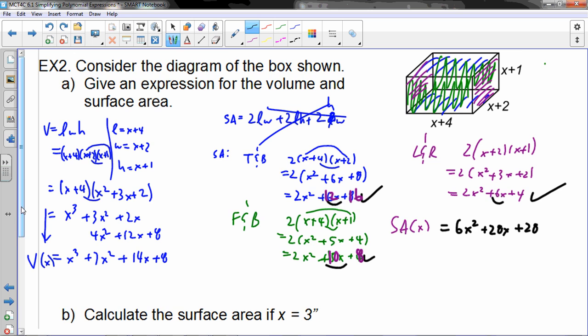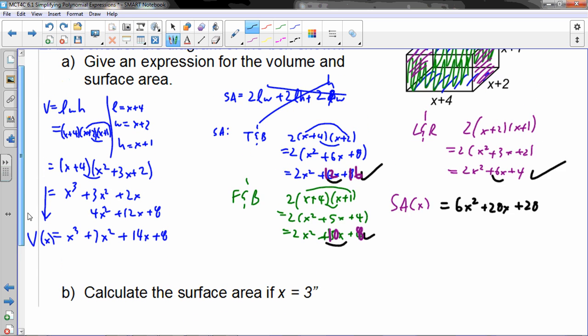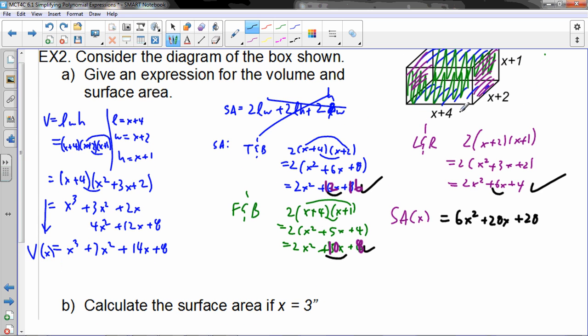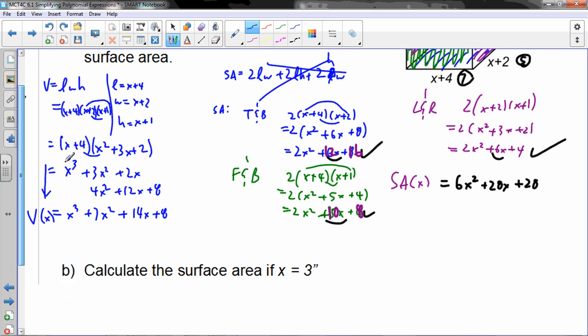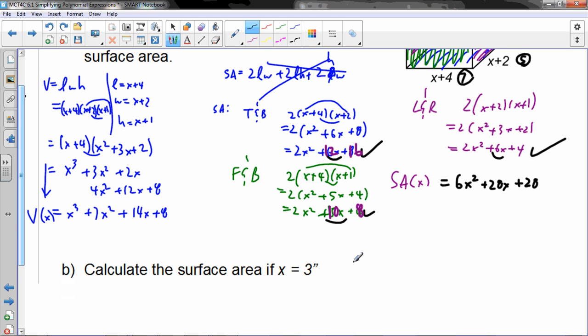Dandy. Then it says, calculate the surface area if x is 3 inches. Now notice, we could go back and find this is 7, and this is 5, and this is 4, and then use the surface area formula like we were in grade 9 again, but we've got a formula right there, right? Well, let's just find the surface area when x is 3. Then that goes into your calculator in one step, and it looks like it's about 166 square inches.